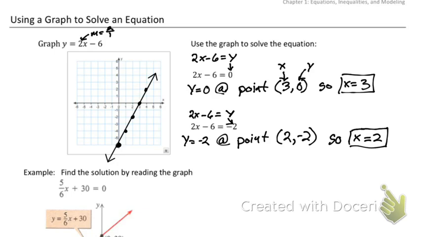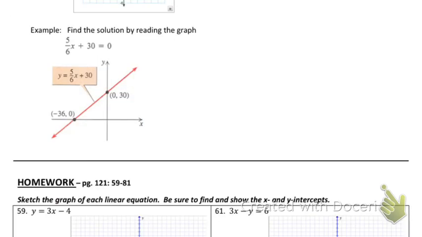All right, more than likely, your test question would look something like this one, where you don't have all your in-between values. You just got to figure out how to read it. We're supposed to find the solution by reading the graph. So it says our original equation was 5/6 times x plus 30 equals y. They're asking, what is my x value when I replace y with 0?